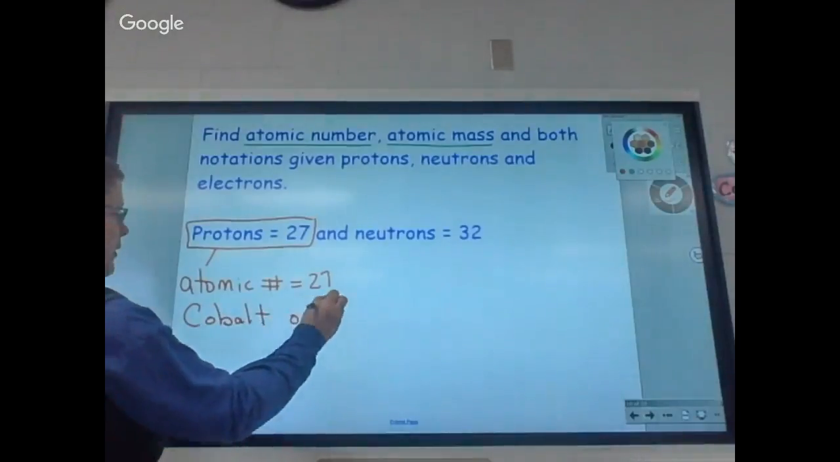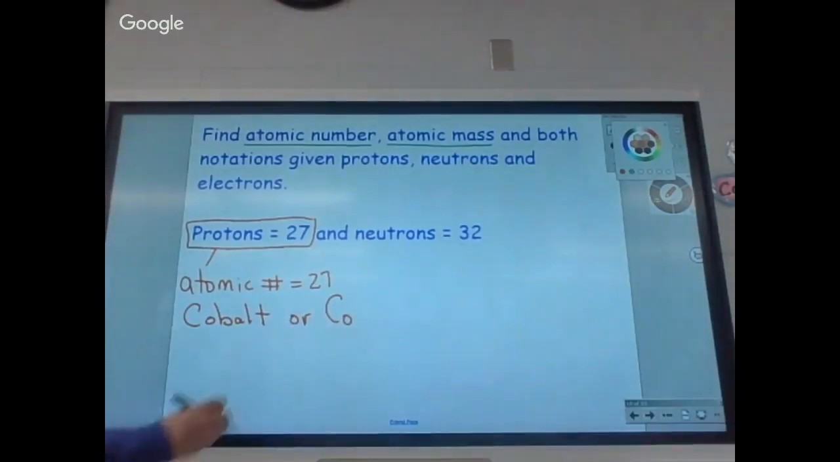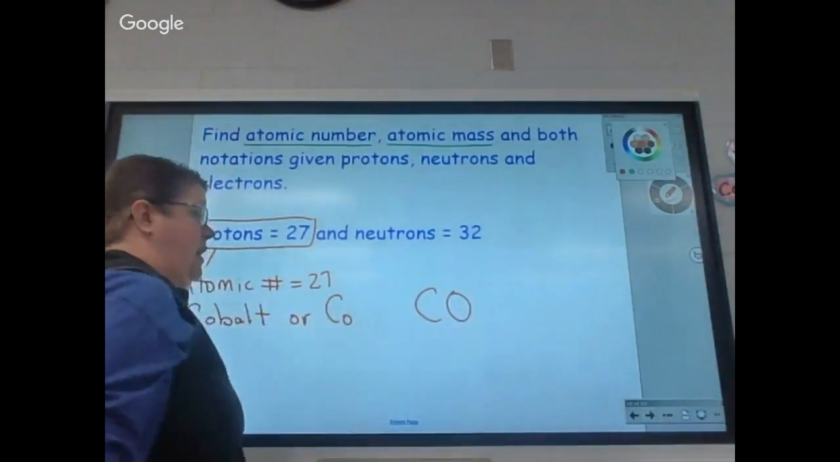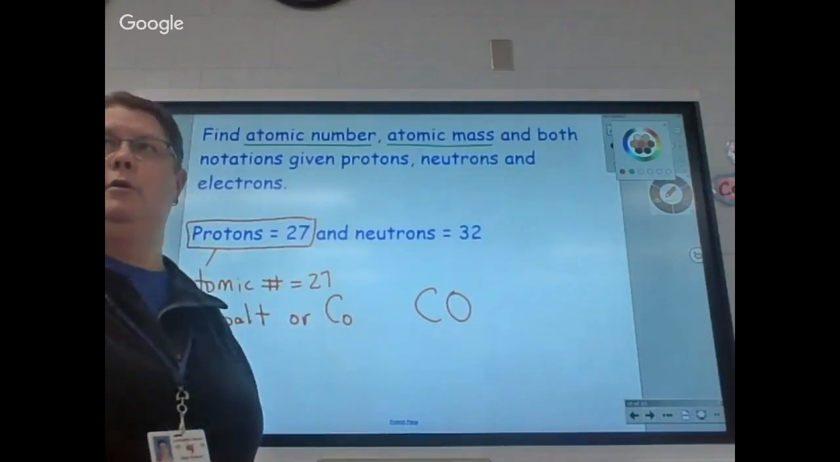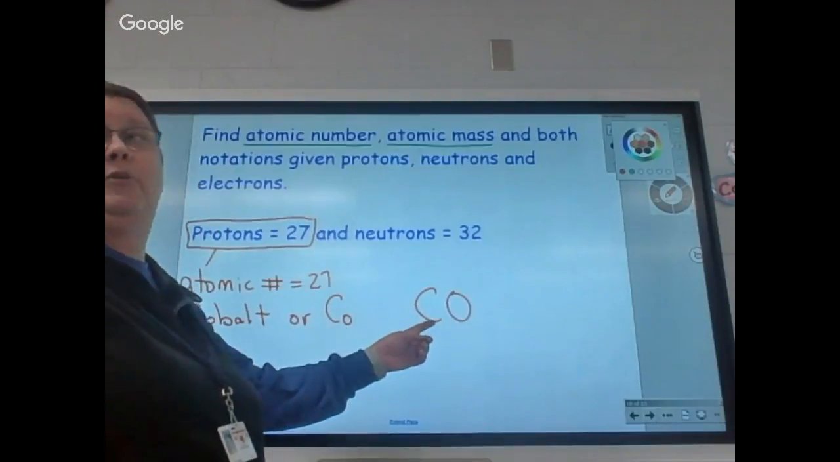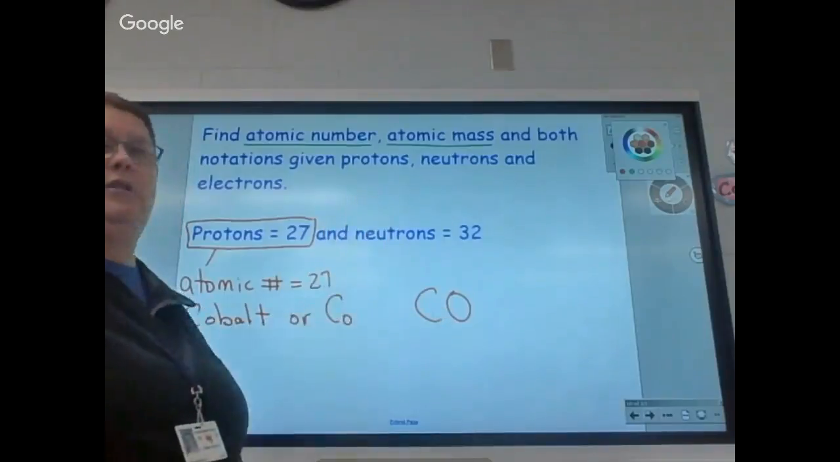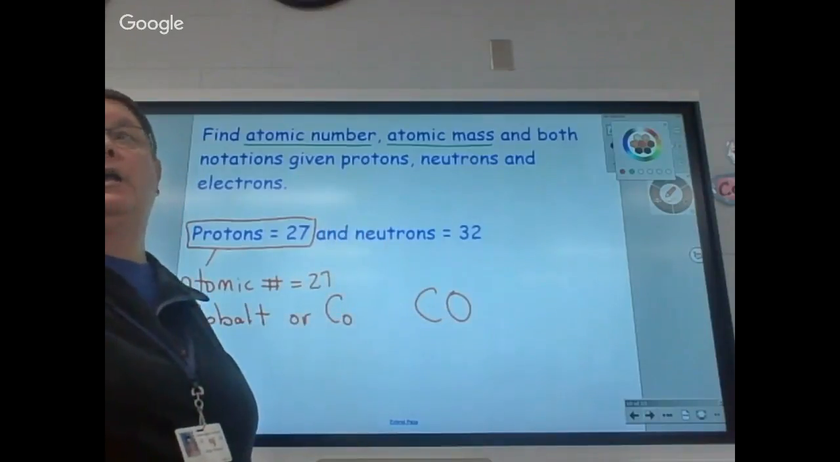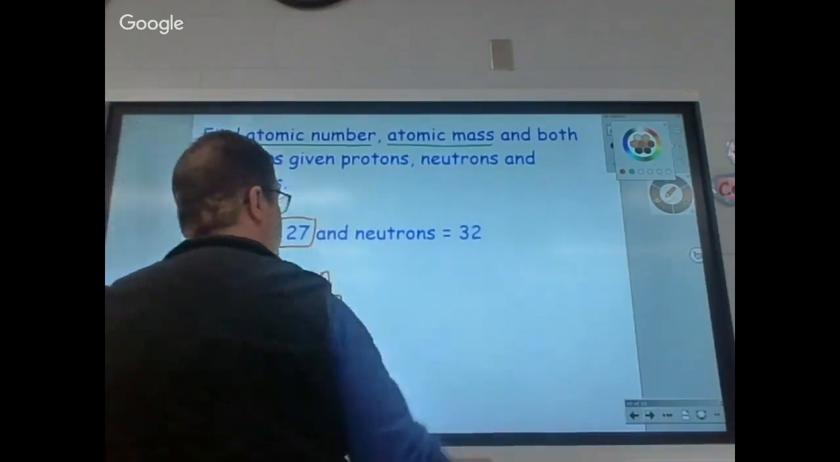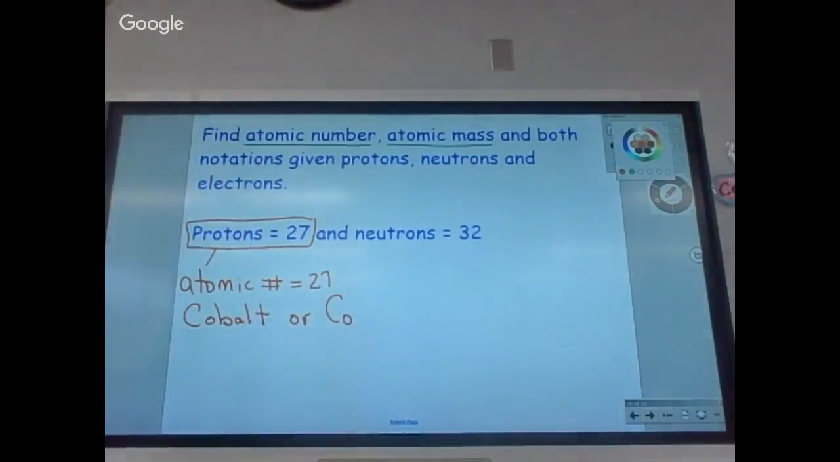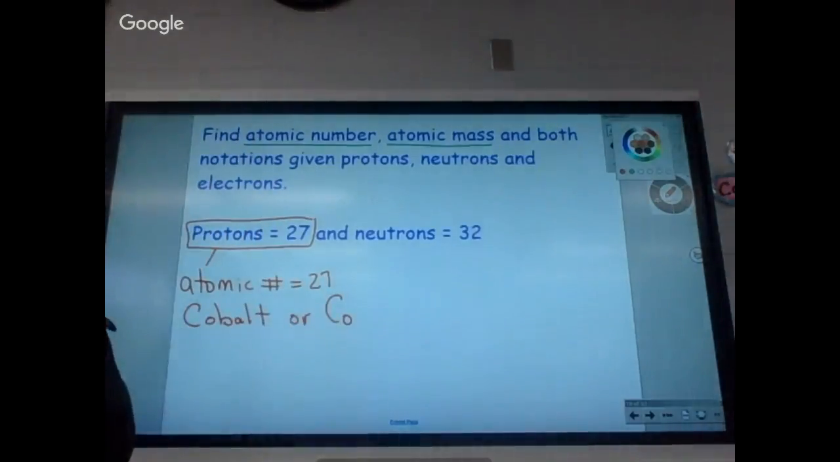Or you can write it as big C, little o. Now, if you write it as CO, what does that mean versus that? That means carbon because it's a capital C. Big O means what element? Oxygen, okay? So big C, little o is cobalt. So you can write it either way. All right, what else do we know?